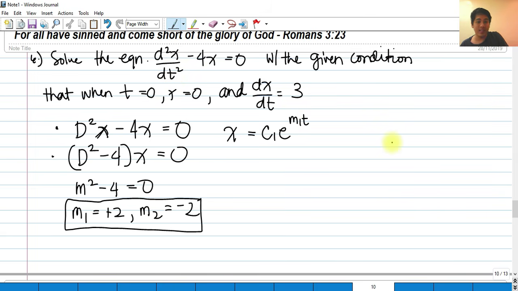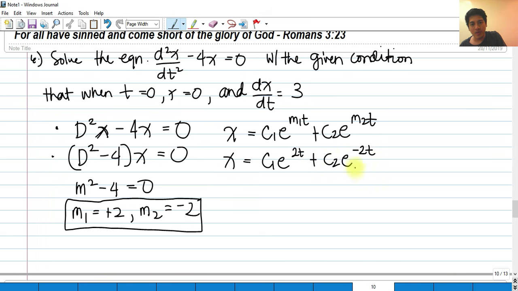So it's not always x, and this is not always y. It depends on the differential equation, the dependent and independent variable. This is the dependent, this is the independent. So plus c sub 2 e raised to m sub 2 times t. So we have x is equal to c sub 1 e raised to m sub 1, which is 2t, plus c sub 2 e raised to negative 2t.